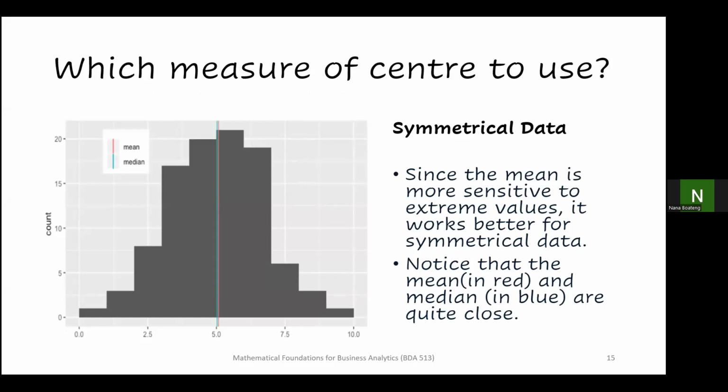Where you have symmetrical data, for instance, where one side mirrors the other, in such instances you see that the mean and the median are very close to each other.